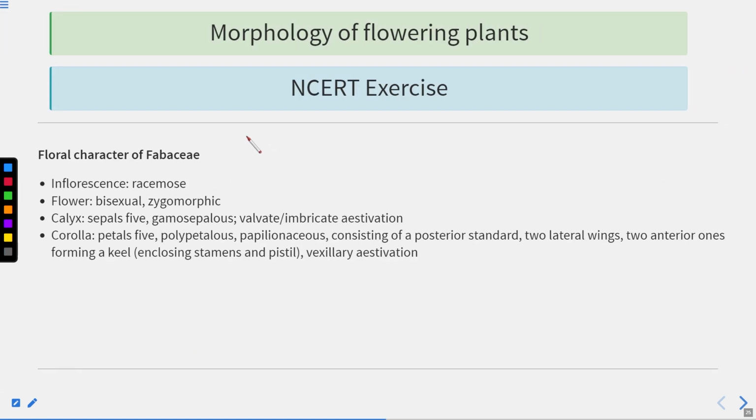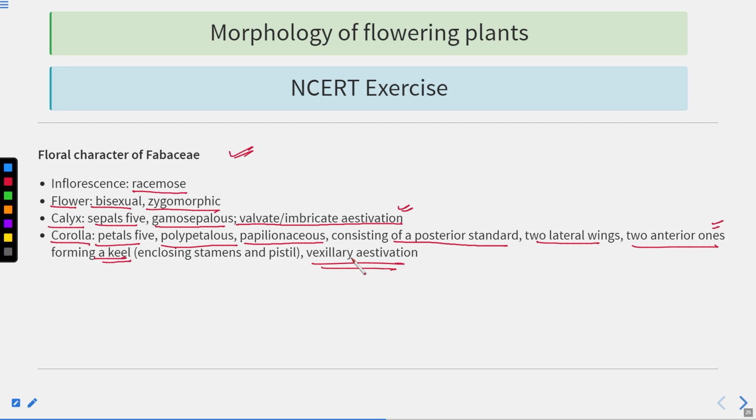Floral characters of the Fabaceae. Inflorescence is racemose, flower is bisexual and zygomorphic. Calyx sepals are 5, gamosepalous, valvate and imbricate aestivation. In the corolla, petals are 5 in number, polypetalous, papilionaceous, consisting of the posterior standard, 2 lateral wings and 2 anterior ones forming a keel-like structure. This shows vexillary aestivation. We have also seen this in the earlier question.